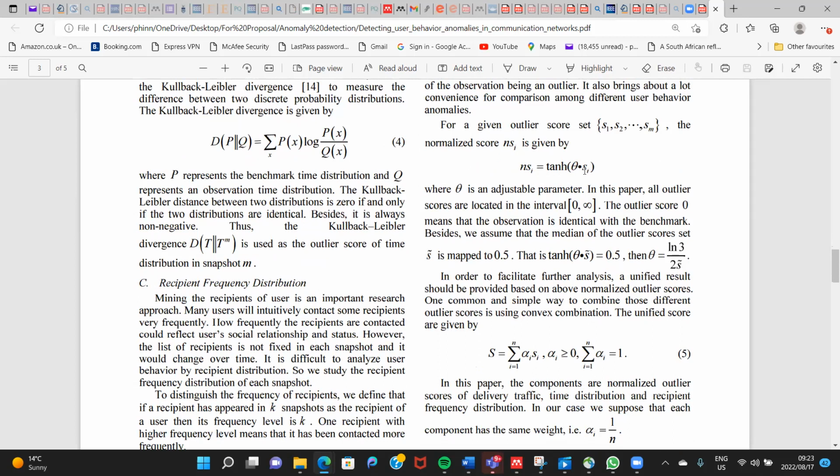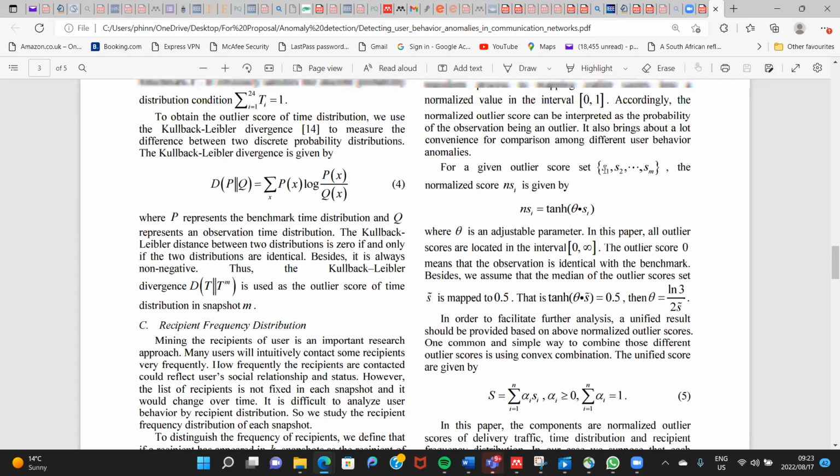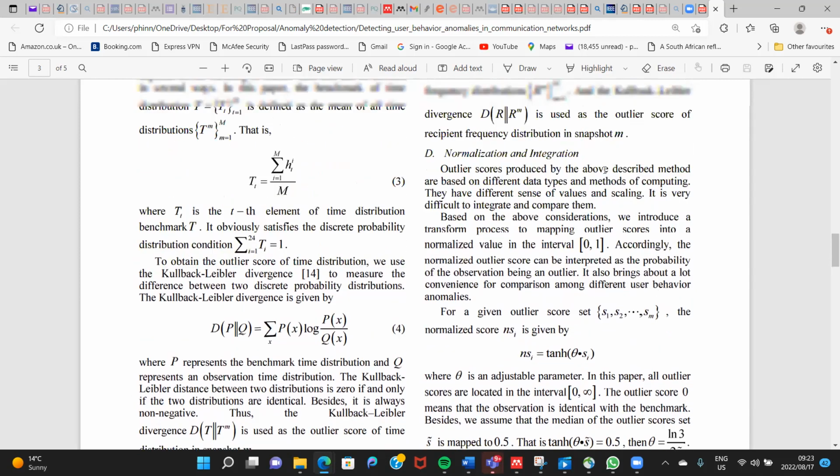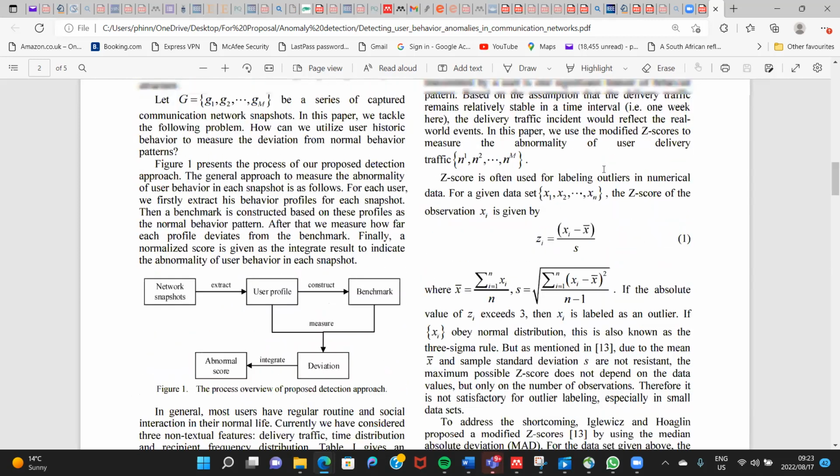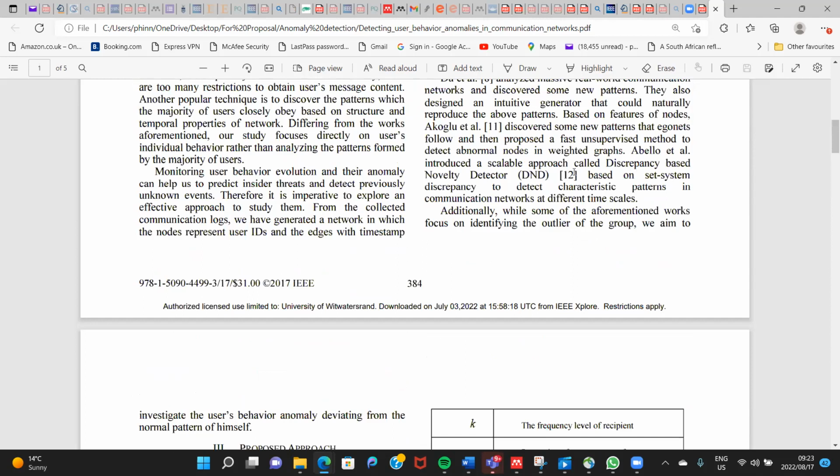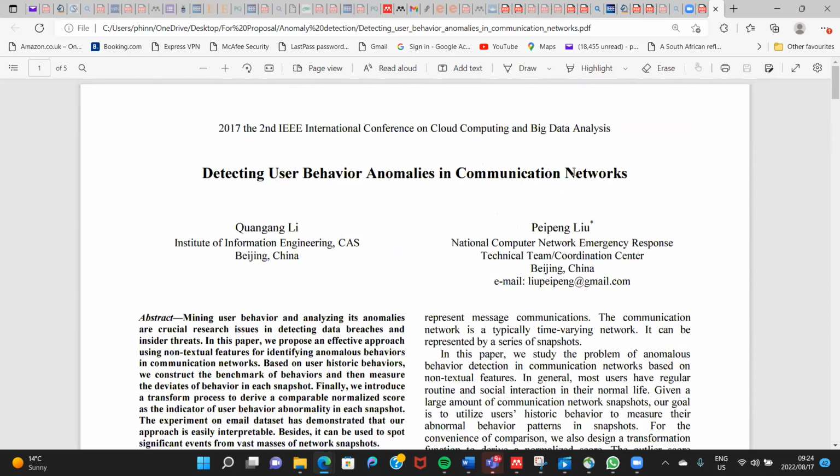So let's go back. So this is what? A quantitative study. It uses the non-textual what? Features approach. Okay, non-textual features. Yeah, and that is what was used to identify the anomalous behaviors in communication network. So that is it.